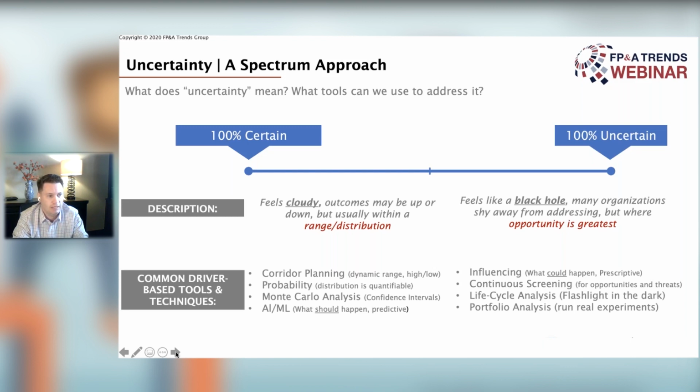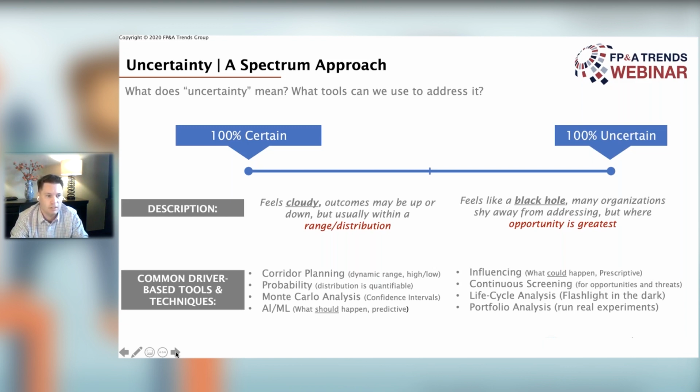So when you move into that really dark area, what can you do? You look at trying to influence, right? If you can't predict, then try to influence. That's the best thing to do. Be a bit more prescriptive. You also have to think about continuous screening, so always looking for opportunities and threats, looking left and right. And we'll talk about that in a second.